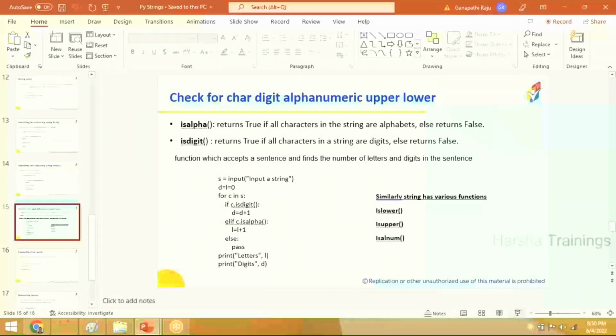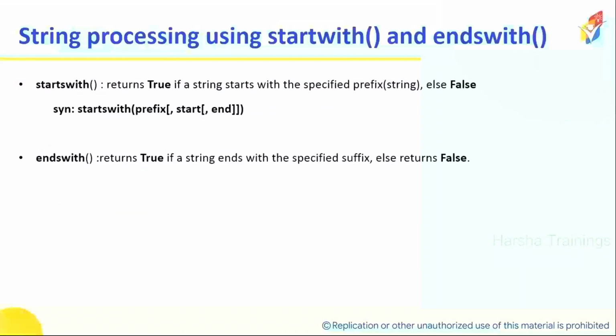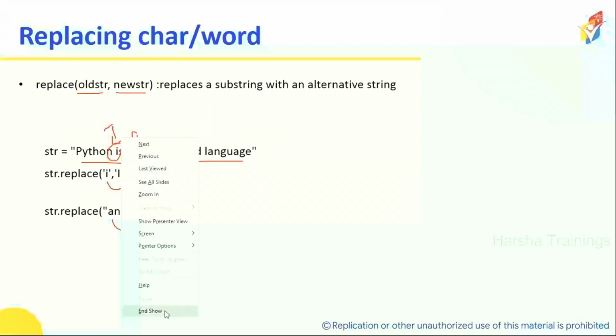Finally, we are reaching almost the end of string functions. The next one is the replace function. The replace function is used to replace an old string with a new string. For example, Python is an interpreted language. I want to replace small i with capital I, and replace an with a. This an will go and a will come, and this small i will go and capital I will come. Shall we demonstrate it?